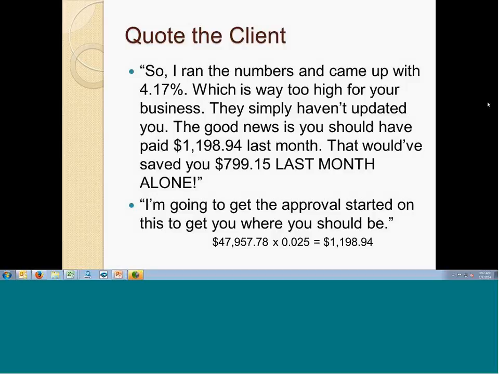All right, so again, at full speed: the numbers came up with 4.17%, which is way too high for your business. They simply haven't updated you. The good news is that you should have paid $11.98 last month, which would have saved you $800 last month alone. Times 12, that's your yearly savings. I'm going to get the approval started on this and get you where you should be. What's the legal name of the business? This is an assumptive close that gives the client enough information to feel confident that you are an expert in what you're doing without overcomplicating the process.